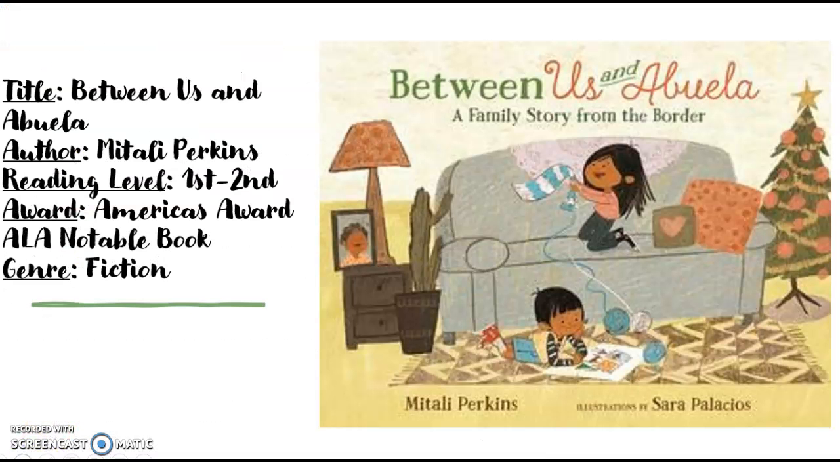So moving on, I have Between Us and Abuela. This is such a sweet story that not only touches family but also diversity. It's about this little girl named Maria who has a brother named Juan. Their family has not seen their abuela in 5 years because she's on the other side of the border. One day they go and visit her for a special celebration, and they made her gifts, and they give them through a fence. So basically this depicts that a family is still a family no matter what side of the border they are on.